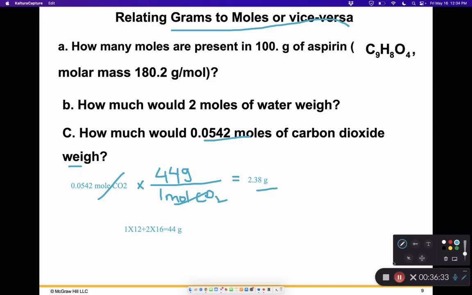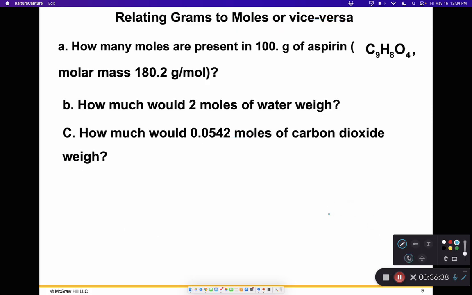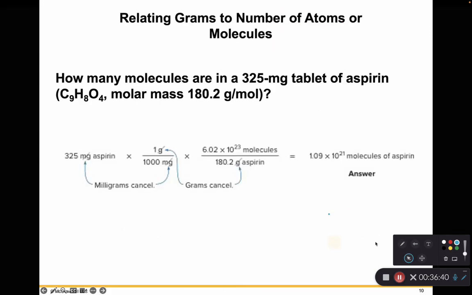In today's class we talked about the moles. Finally, one question that is already done, you can work on it by yourself. I can explain this. How many molecules are there in a 325 milligram tablet of aspirin, and its molar mass is given? This question is asking one step more, because from grams you can convert into moles and use the moles to find the molecules.